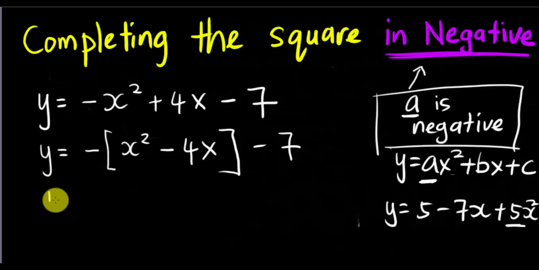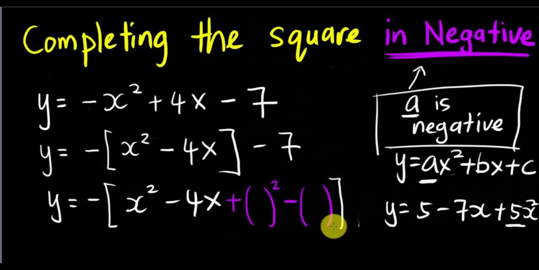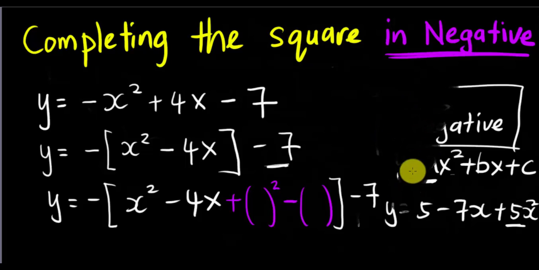So then what I will do next is copy whatever term I have over here, but I will plus something squared minus back something squared. Then I will close my bracket, and continue to copy whatever I have here, minus 7. Okay, just let me erase this part because I will need more space to write.